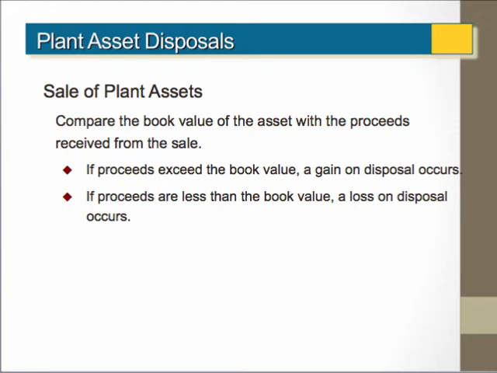So let's talk about how we sell an asset. If we sell an asset, we will receive cash or some other compensation for the asset. So we need to recognize the receipt of the compensation. We have to take the old asset off the books. We have to take the accumulated depreciation off the books. And the difference of the book value from the sales price will either be a gain or a loss on the disposal.